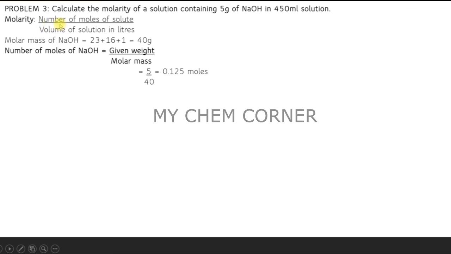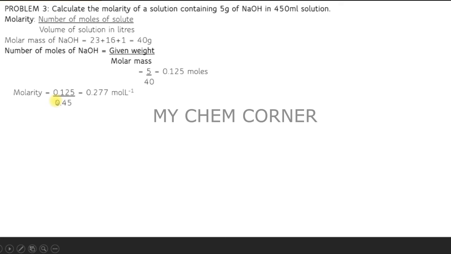Now that you know the numerator, the denominator is the volume of solution in liters. The volume mentioned to us is 450 ml. The formula clearly says convert it to liters. So 450 divided by 1000 when you convert it to liters, you will get 0.45.